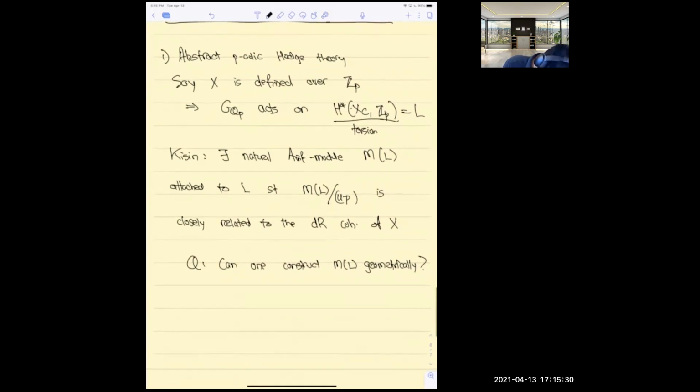Right. So that was one motivation. And the other motivation was from homotopy theory. So more precisely, it's Hesselholt's periodicity theorem.